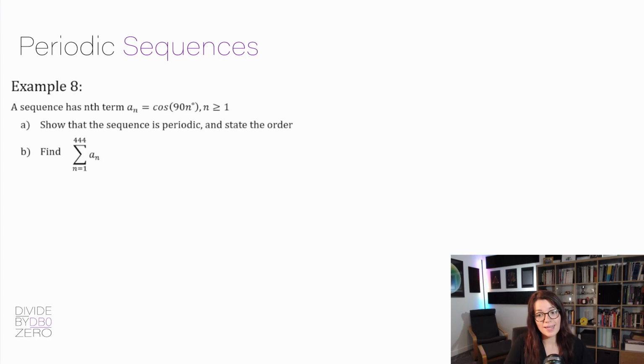So we've got example 8 here. A sequence has nth term a_n equals cos 90n for n greater than or equal to 1. Part A, show that the sequence is periodic and state the order. For part A, let's investigate the sequence by subbing in values of n. So when n is 1, it's going to be cos 90 times 1, which ends up being 0. When n is 2, it's cos 90 times 2, cos 180, which is negative 1, and so on.